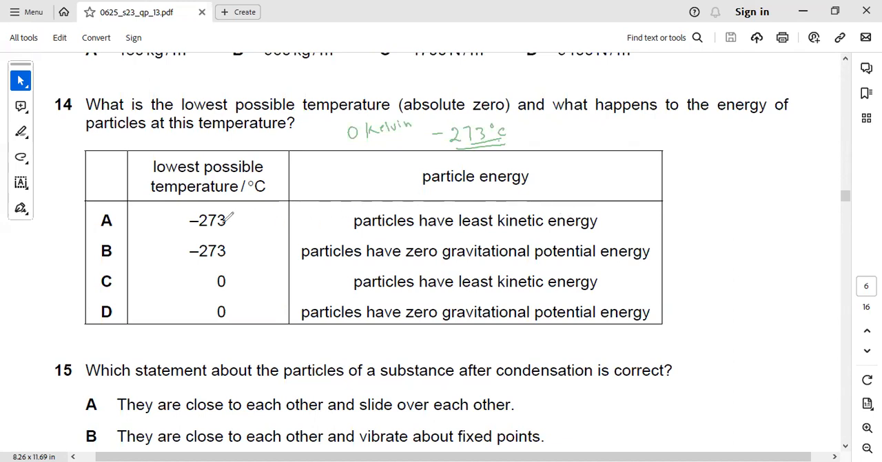So the first point is correct, minus 273 degrees, and the particles will have the least thermal energy or least kinetic energy. Energy will be least. So the right answer is A. These two are wrong. The particles have zero gravitational potential energy? Actually, potential energy of the particle can still exist at absolute zero temperature. So this is also wrong. Right answer is A.